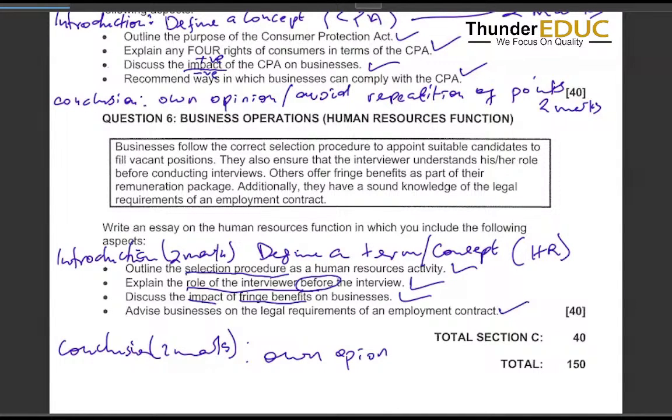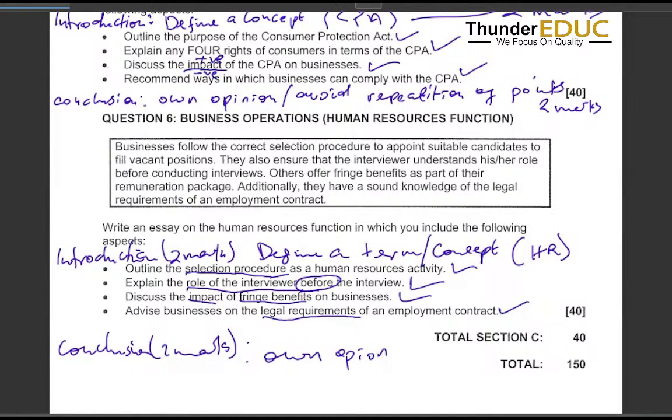The last bullet says advise businesses on the legal requirements of an employment contract. What are the legal requirements of the employment contract? Remember, when we talk of an employment contract, we talk of a document that is written and signed by the employer and the employee. This document normally specifies the time frame that an employee is going to work for this particular organization. Okay, right, grade 12. So now let's check the conclusion.